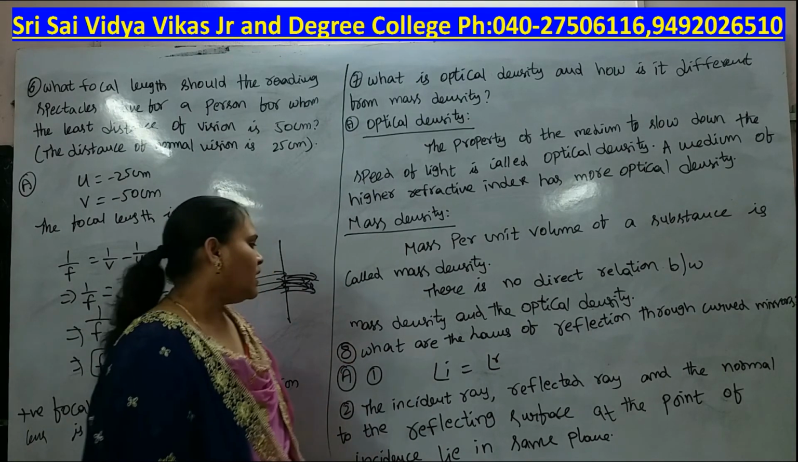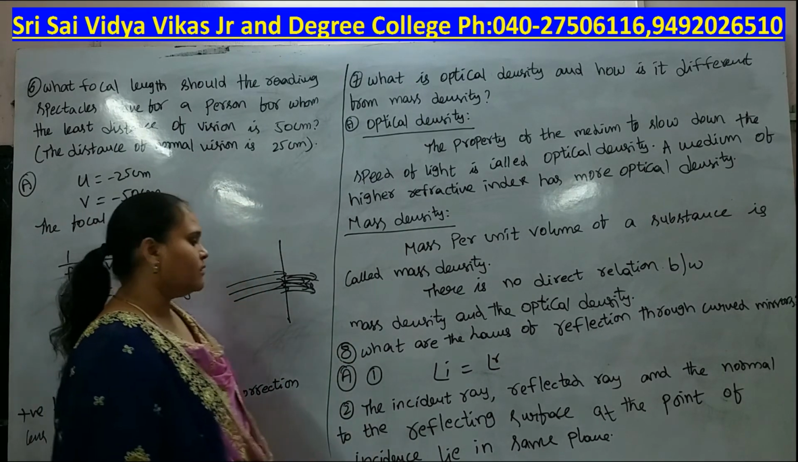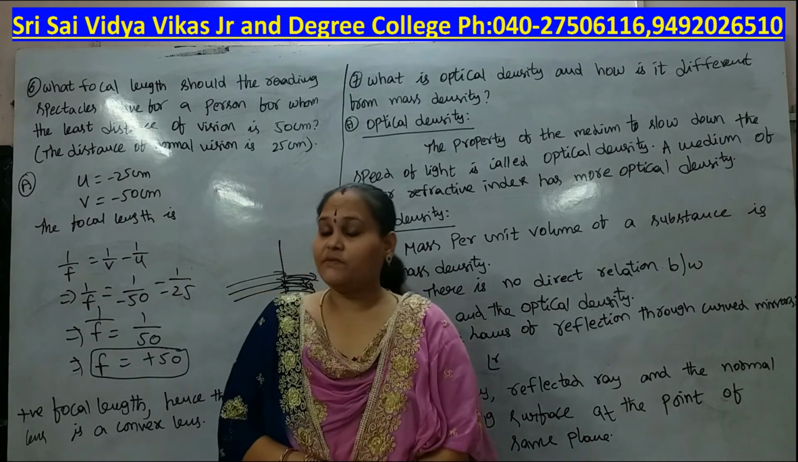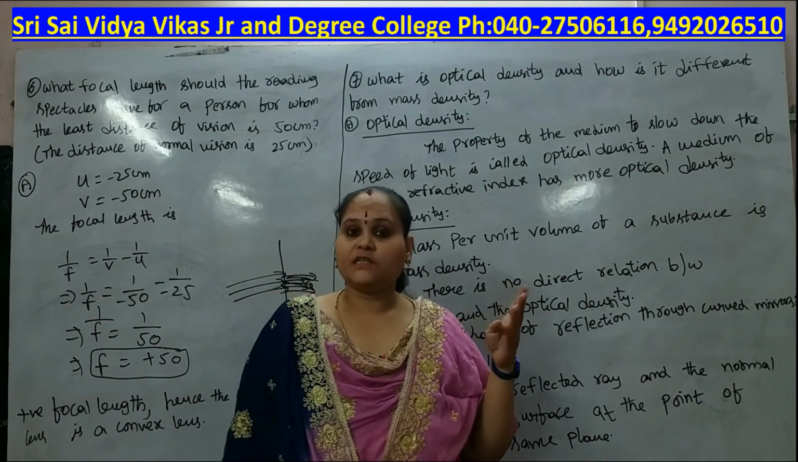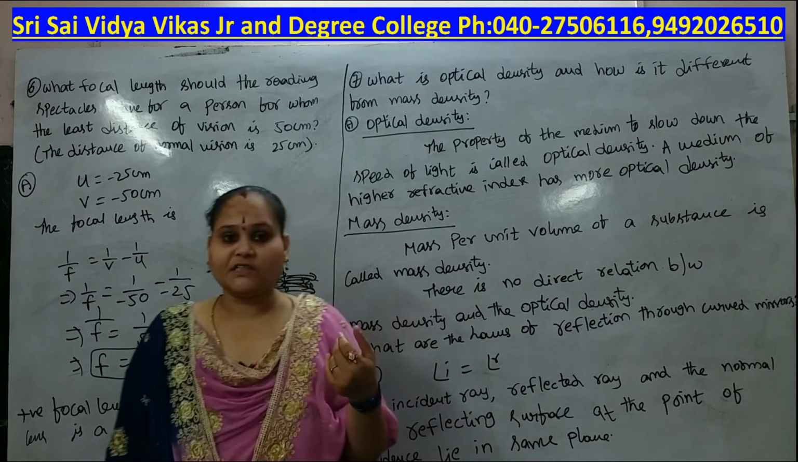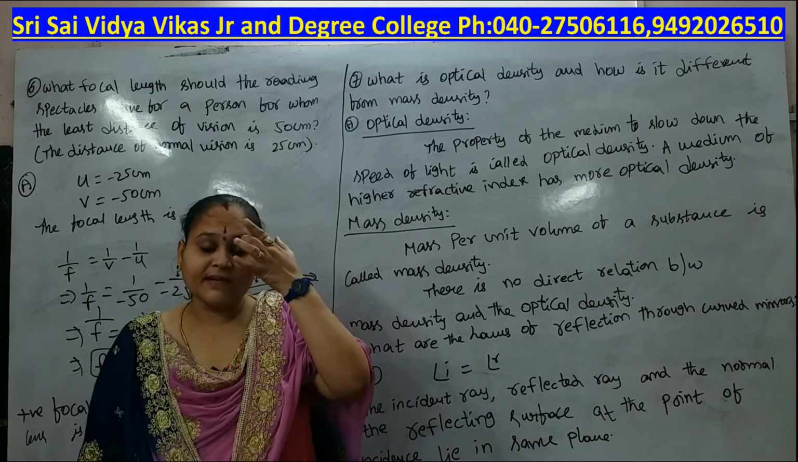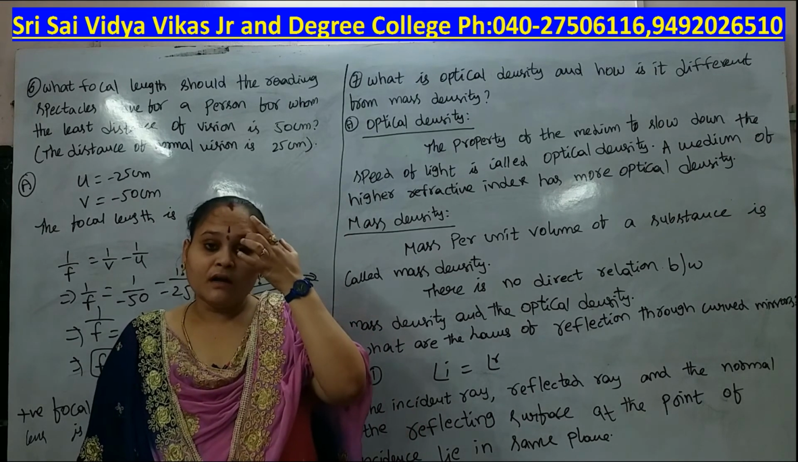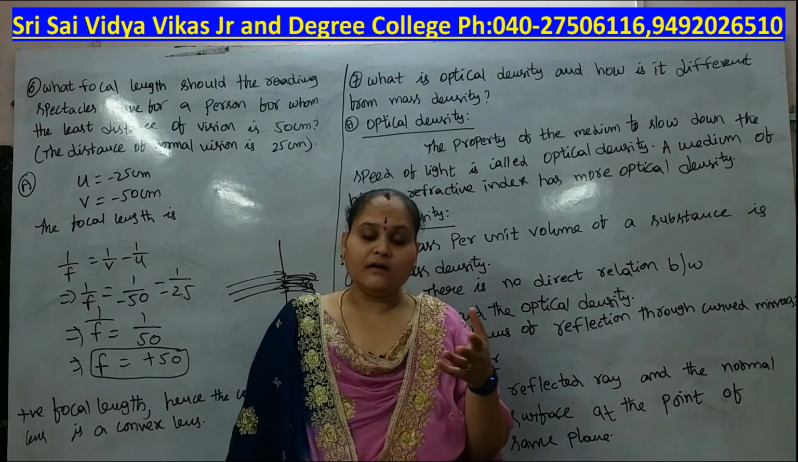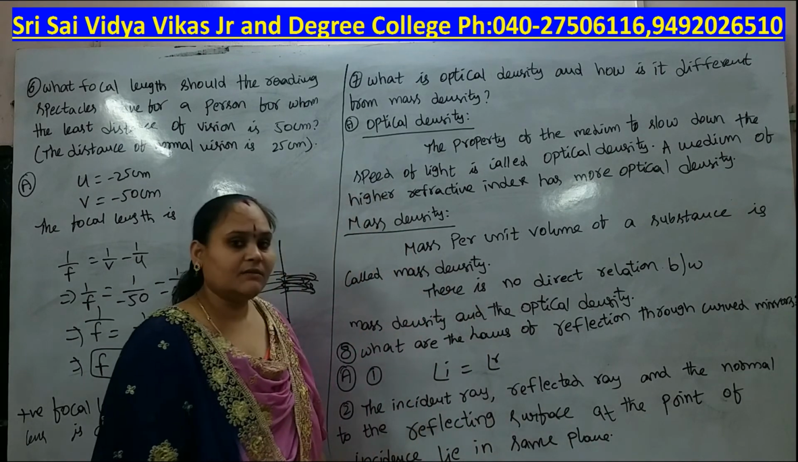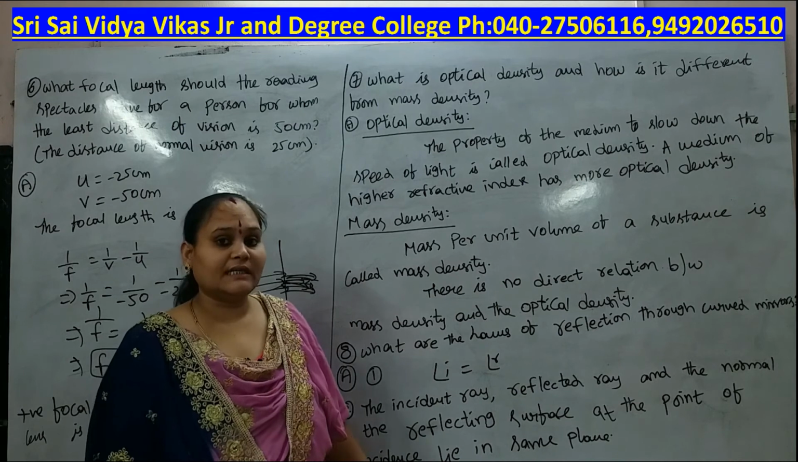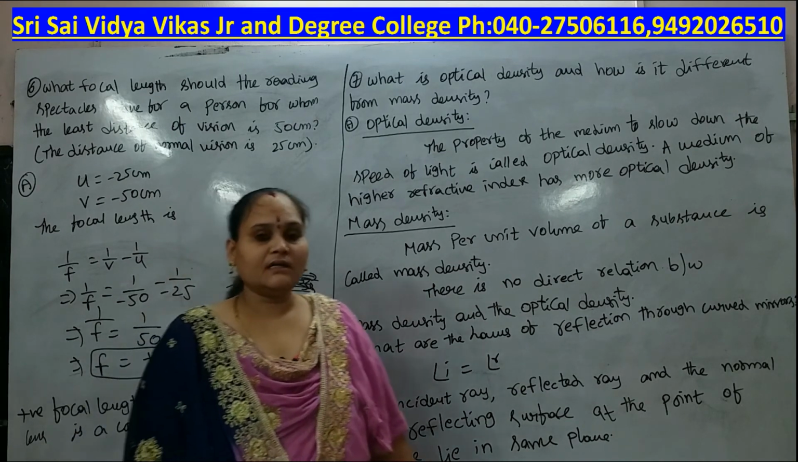Next one, what are the laws of reflection through curved mirrors? We have two laws. The first law: the angle of incidence is equal to the angle of reflection. The second law: the incident light, the reflected light and the normal drawn at the point of incidence all lie in the same plane. That is the coplanar condition, the second law of reflection. These are the three questions.